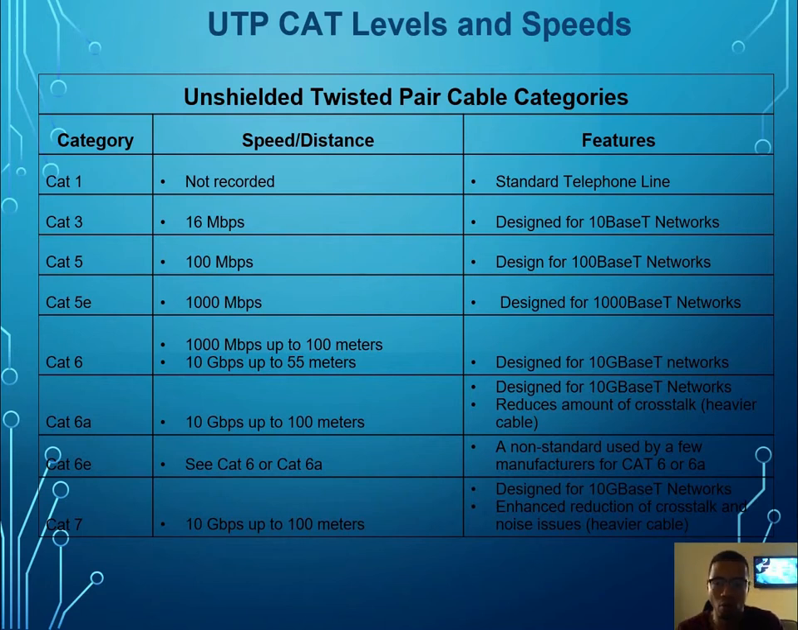So we got the category on the left, speed and distance in the middle, all the way to the right, what it's actually built for. So category 1, if you're using category 1 for Ethernet, or excuse me, for internet, you would just be using regular dial-up, and you would be having a terrible time. You're trying to watch YouTube videos on dial-up internet. But Cat is short for category, and these are the different speeds and distances for them.